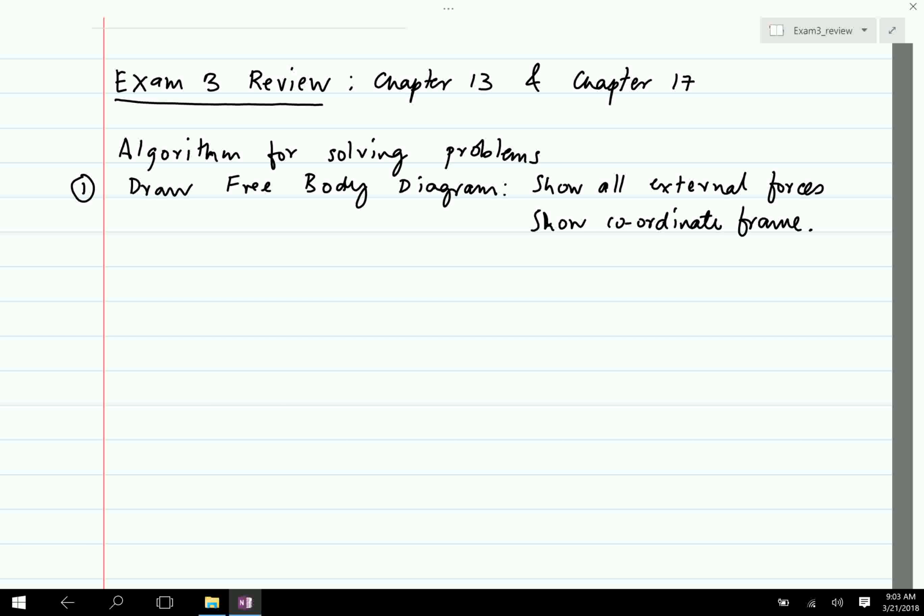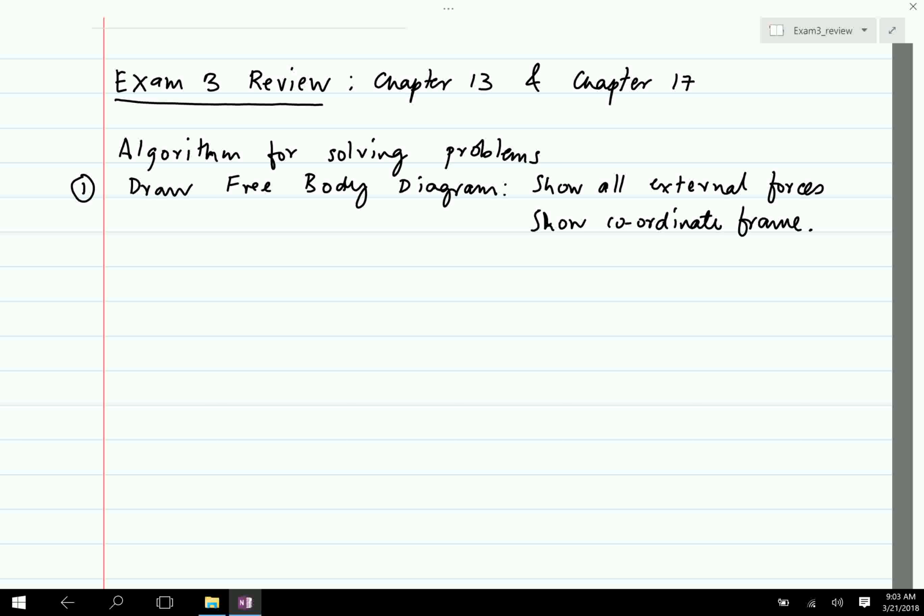Okay, so your exam 3 is focused on chapters 14 and 17, which are chapters on using F equals ma. And this is pretty much what you need to do for every problem you see in the exam, except perhaps if you see a moment of inertia problem, then you don't have to do this, right? So draw a free body diagram. You're expected to show all the external forces. Don't show mass times acceleration. Those are not external forces. Those are inertial forces. Show a coordinate frame.